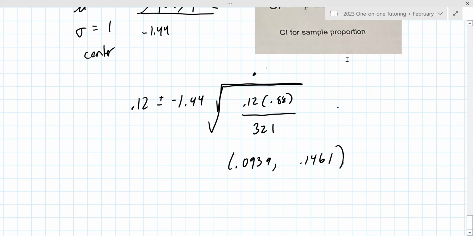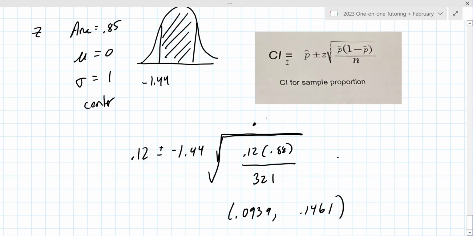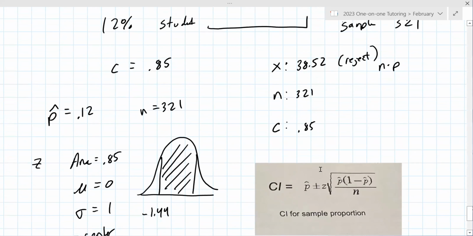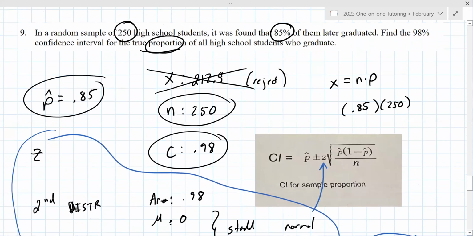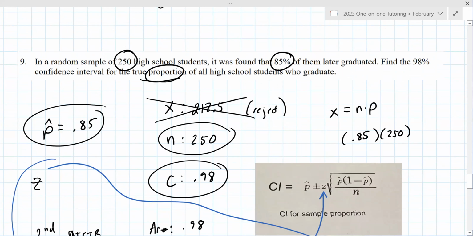So probably you want to ask about what we've been doing the last few problems, when you get that, where the calculator rejects the X because it's not a whole number. That's something to maybe ask your instructor about.